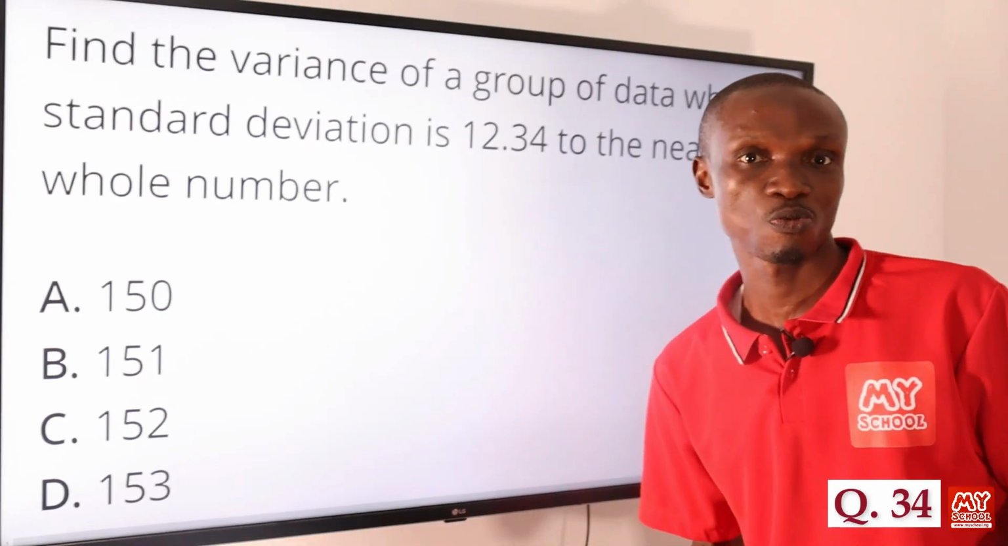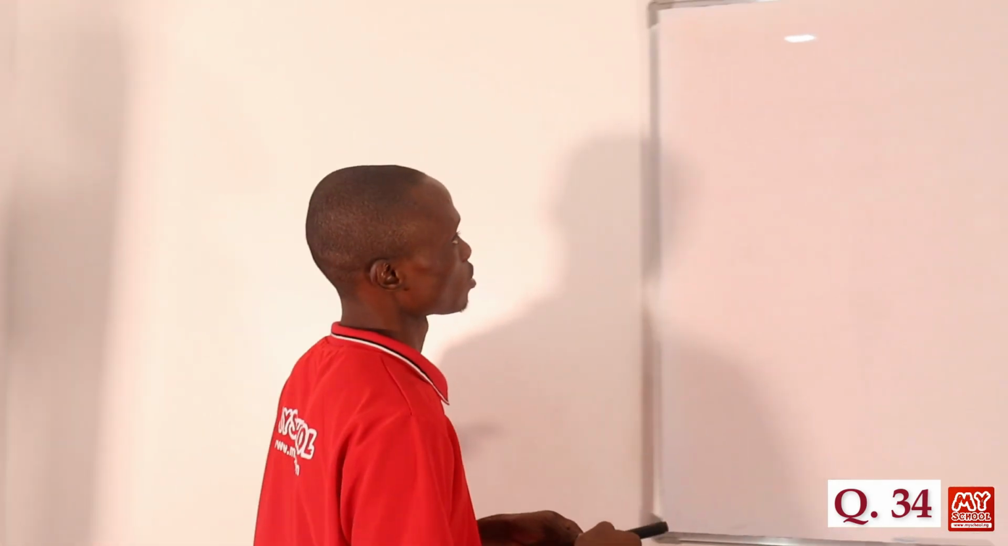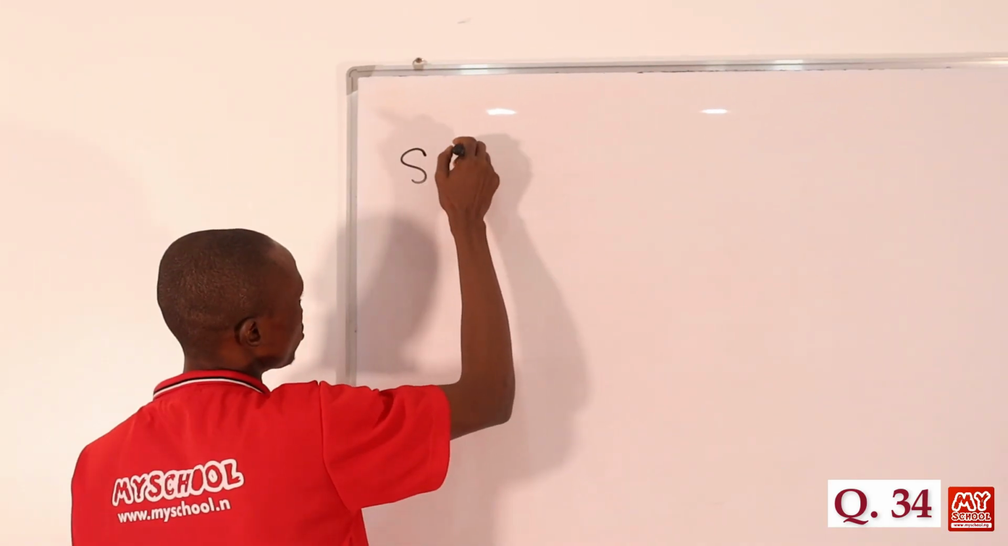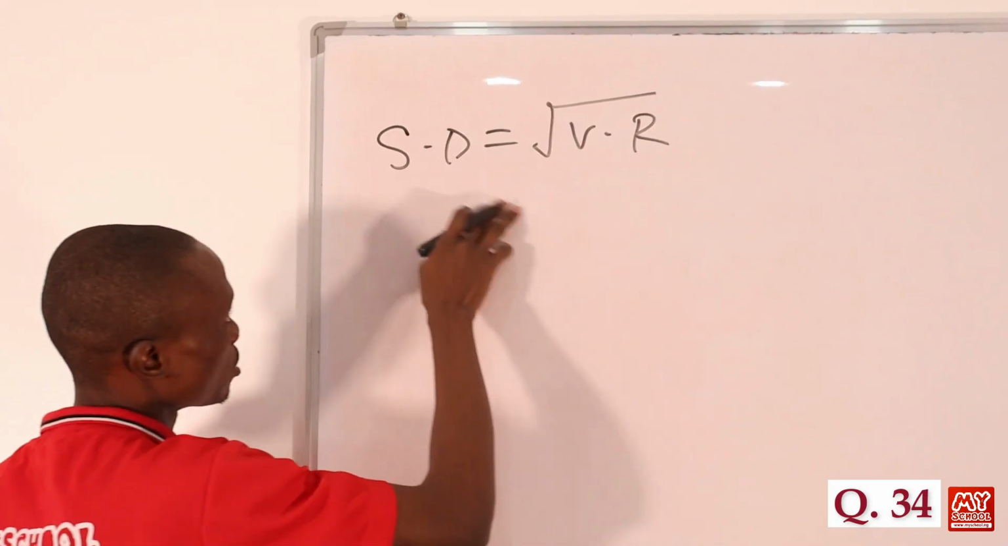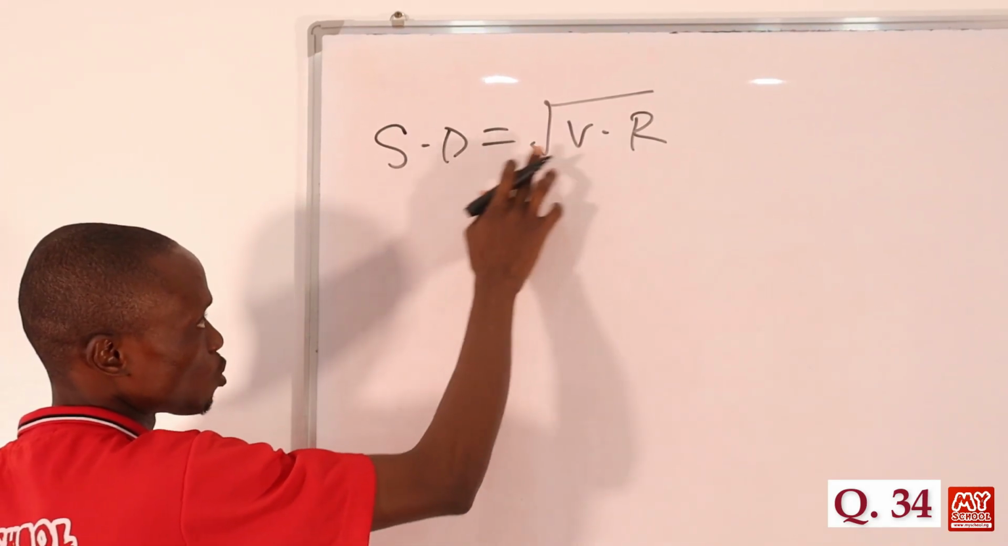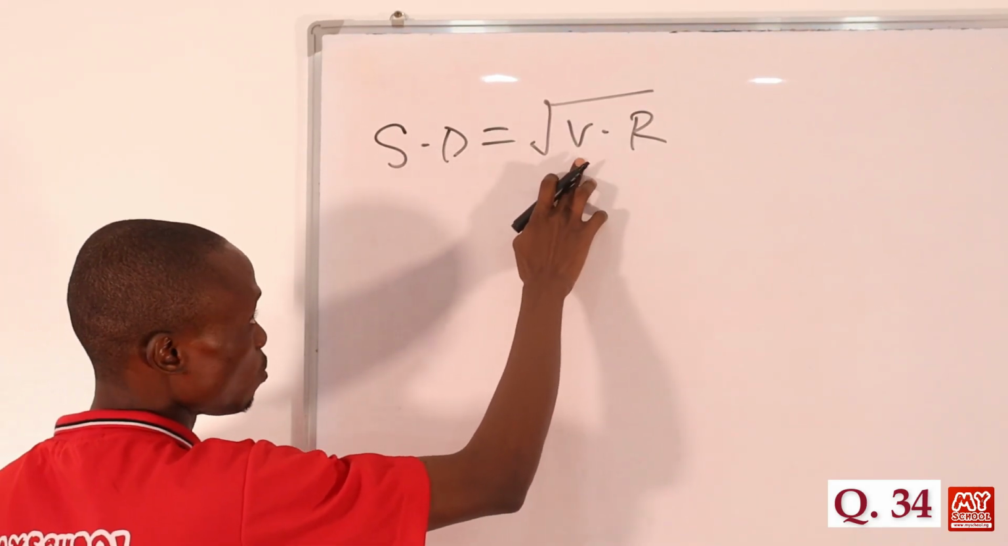Question 34. Find the variance of a group of data whose standard deviation is 12.34 to the nearest whole number. So let's move over to the board to provide the answer to this question. Now remember that standard deviation SD is equal to the square root of variance, right? But in this question, we are given the standard deviation and we should find the value of variance.